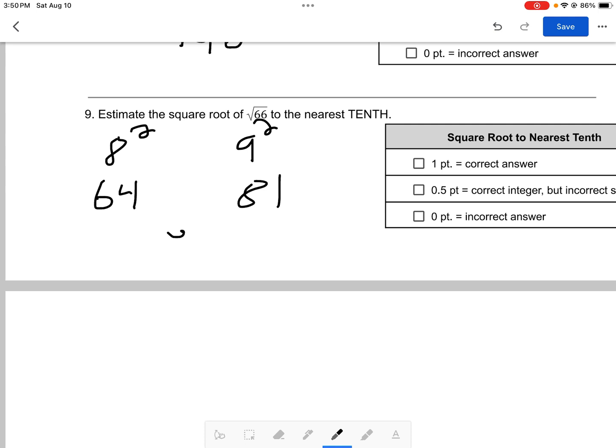So if I were to estimate the square root of 66, I would say it's about 8.1 to the nearest 10th. Okay, that first place after the decimal point.